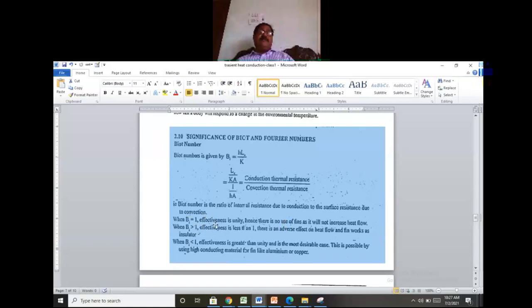If the Biot number is 1, effectiveness is unity, so there is no use of fins as they will not increase the heat flow. If the Biot number is greater than 1, effectiveness is less than 1, there is an adverse effect on the heat flow and the fin works as an insulator. If the Biot number is less than 1, effectiveness is greater than unity, which is most desirable. Biot number equal to 1 is not desirable, and greater than 1 is also not desirable. Only when the Biot number is less than 1 is it most desirable to use the fin.